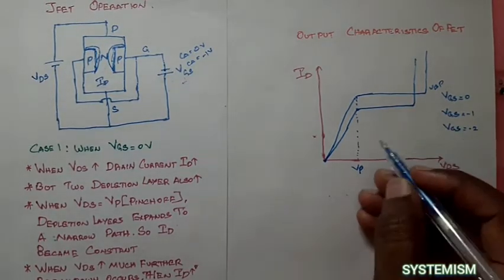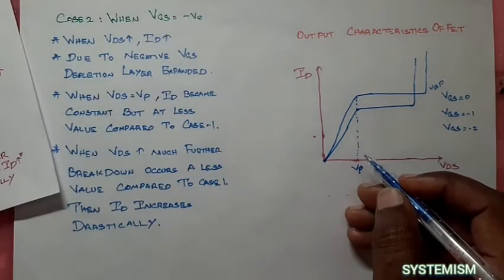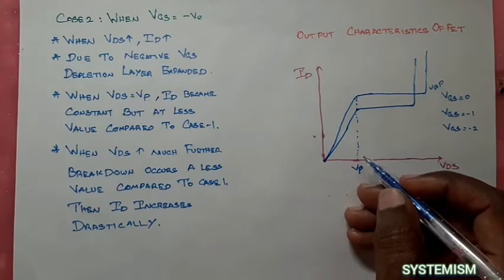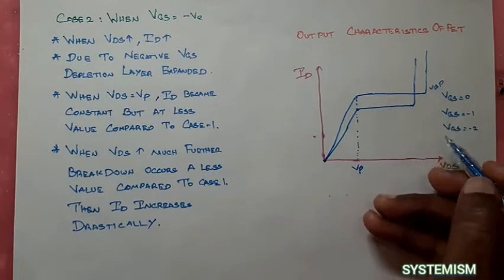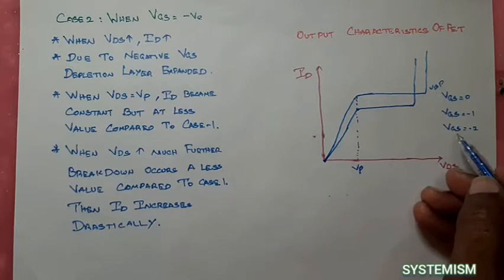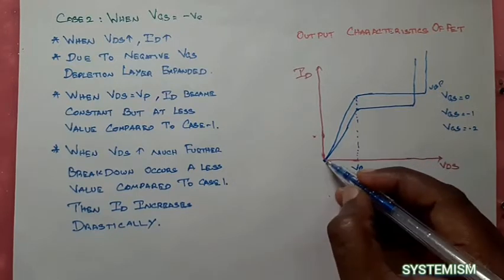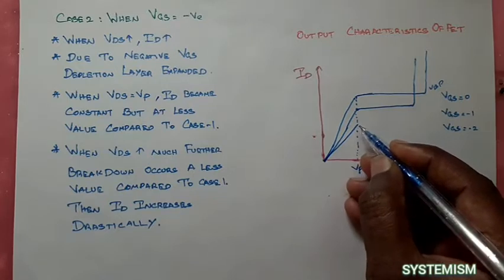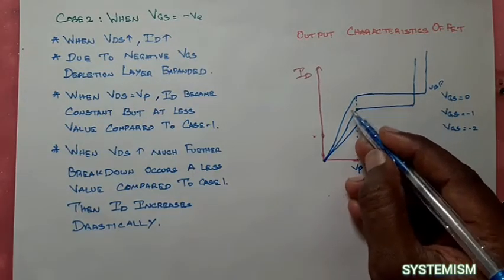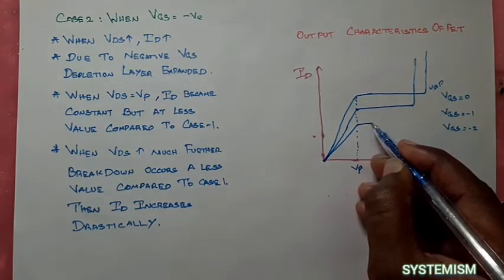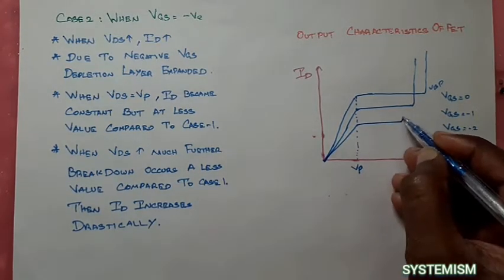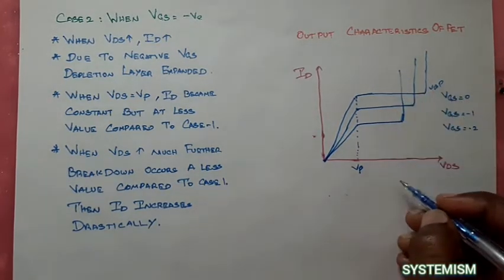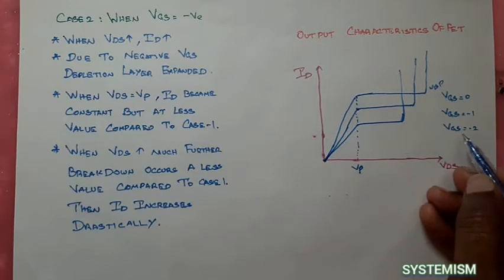In the same way, we can create the next values. If you apply VGS equal to minus 2 volt, again the drain current increases, but only to a lower value compared to case 1, and then it becomes constant. Again it increases drastically. This is for VGS equal to minus 2.